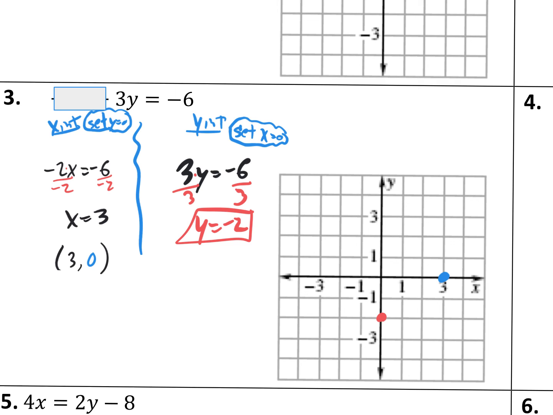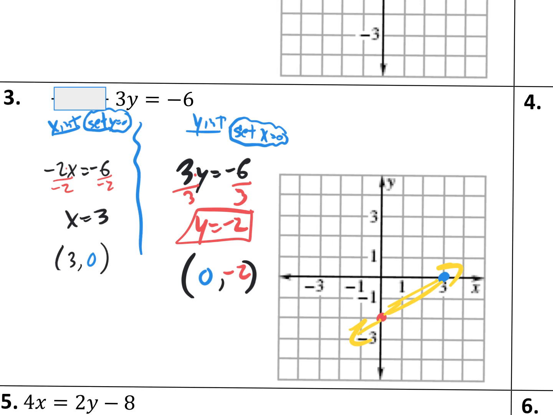If you wanted the actual coordinate location, well, the x value was set to 0, so the x value is 0, and the y value is negative 2. And when you go to 0, negative 2, you get to that dot. When you have those two dots, just connect your two dots, put some arrows on it. That's ugly, I apologize, but that's your graph. So it's really, really easy.